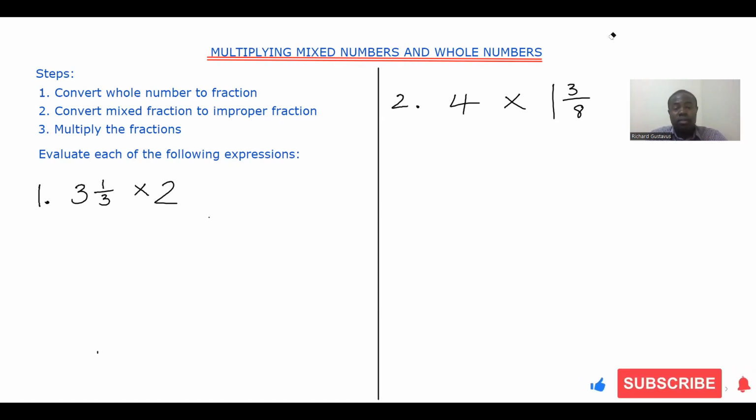Here we have 3 1/3 times 2. Our whole number is 2. So let's convert that to a fraction. So it's 2 divided by 1. So now it is a fraction.